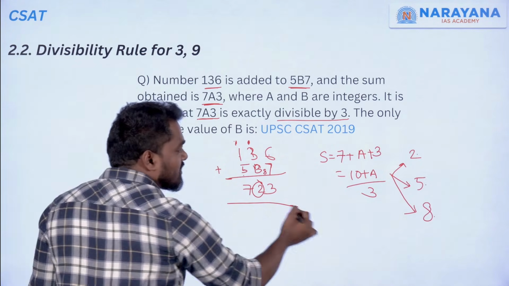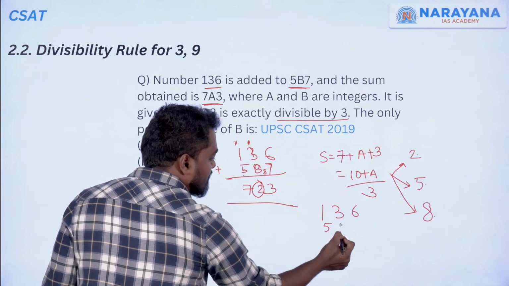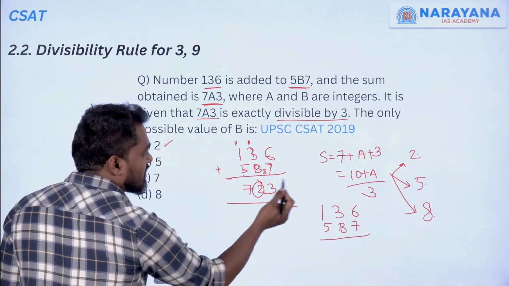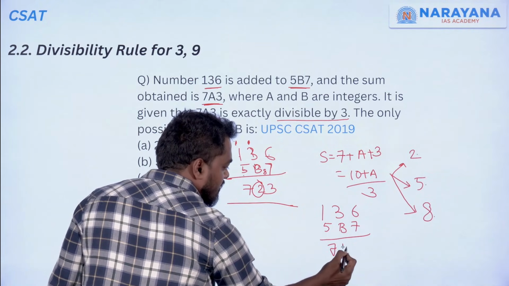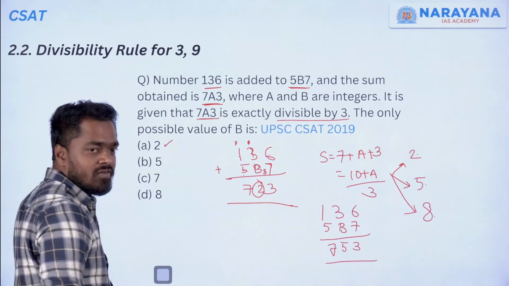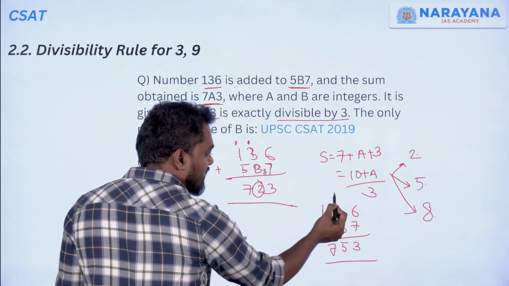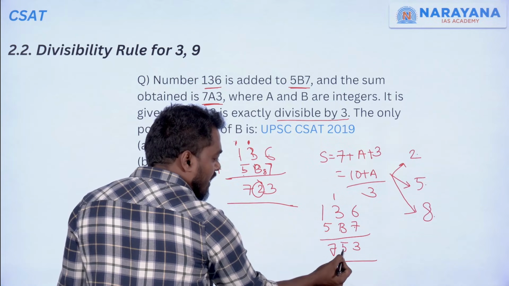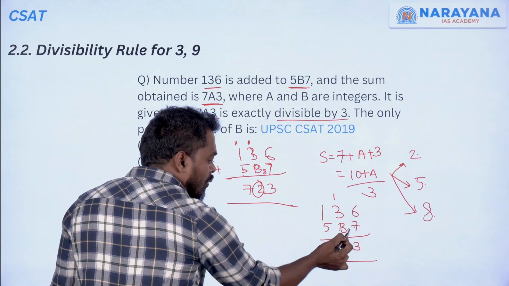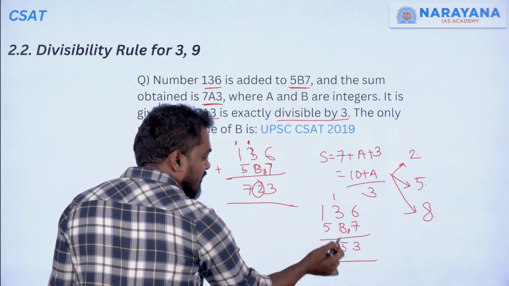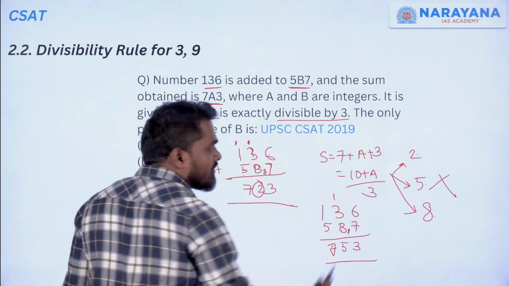So if you try with the other also, 136, 5b7 and 7a3. I am taking the value for a as 5. So 7, 5, 3. So try to see whether this is correct or not. 6 plus 7, 13. 3 is here, 1 is carried. 1 plus 3, 4. And you have to get 5. That means b value should be 1. So 1 plus 3 plus 1 is 5. But 1 plus 5 is 6. Here it is given 7. So there is no possibility for 5.